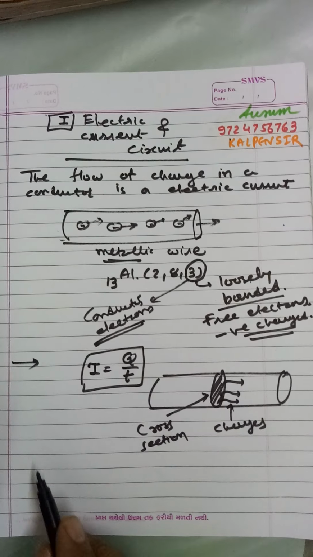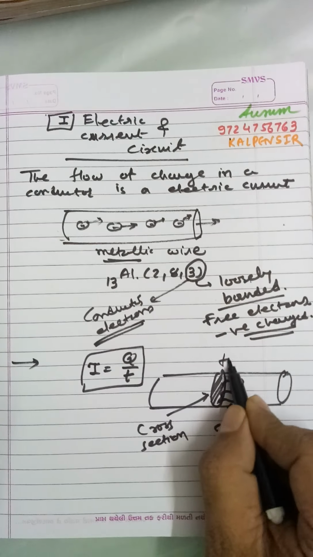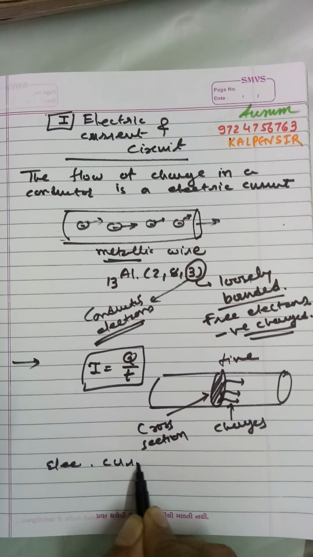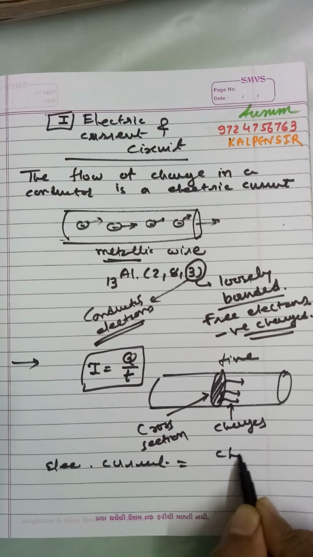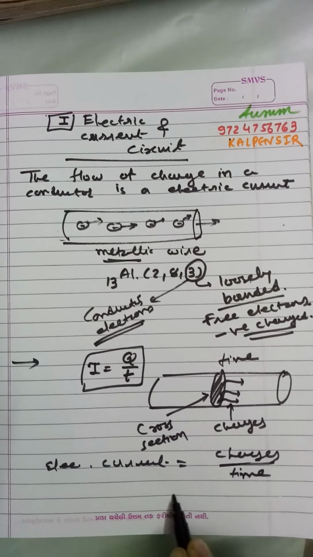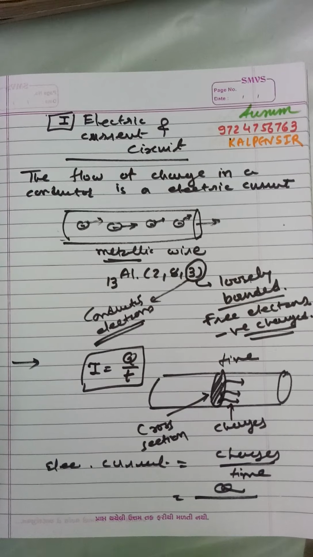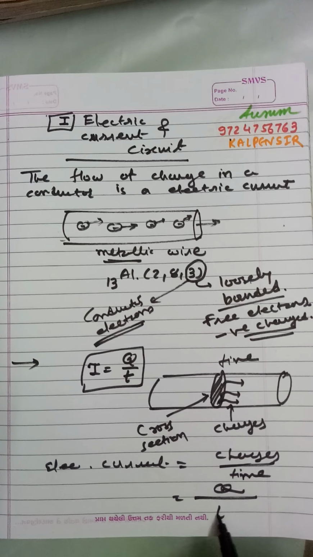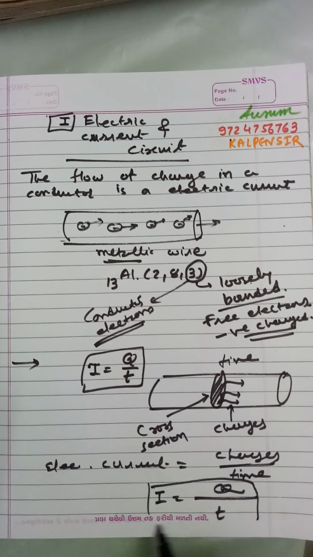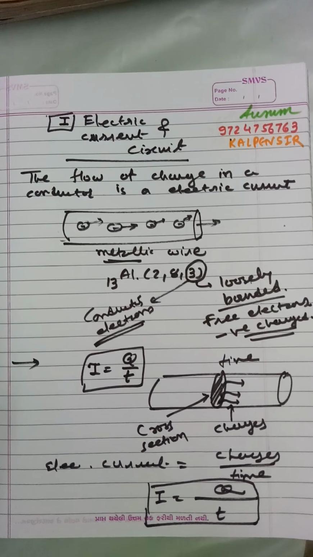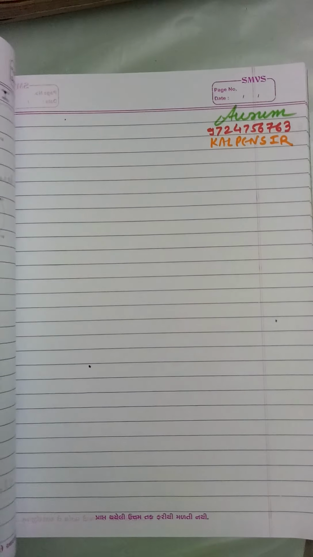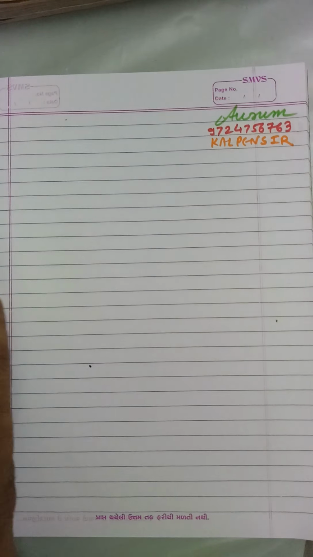So electric current is equal to charge per unit time. Charge is Q, time is T, and electric current is I. So I is equal to Q upon T. We have a formula for that.